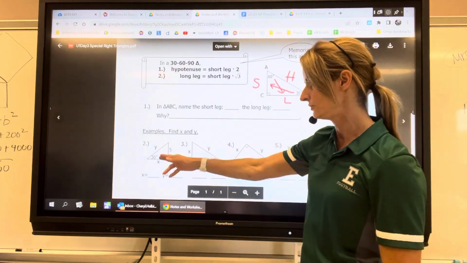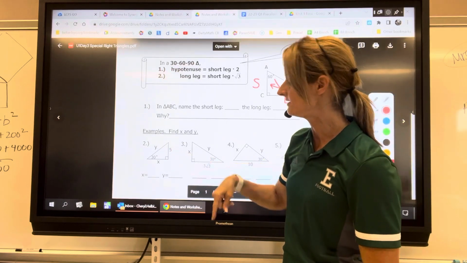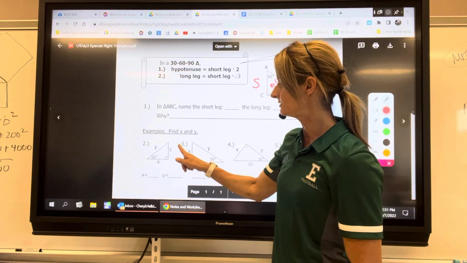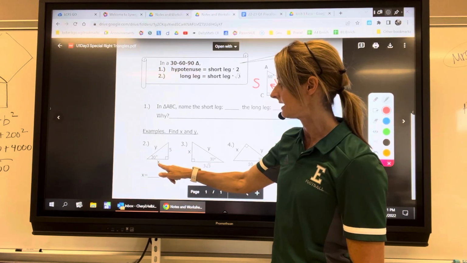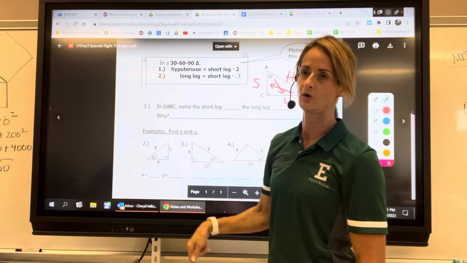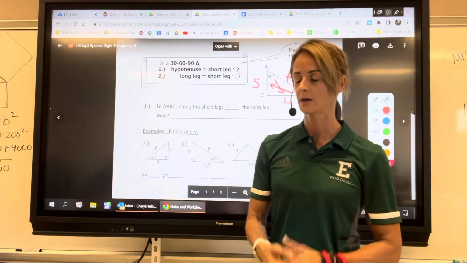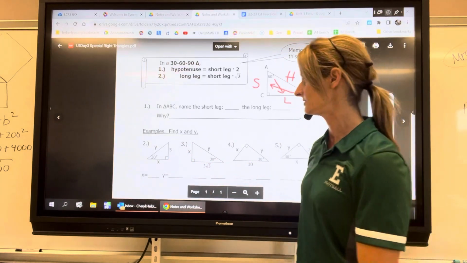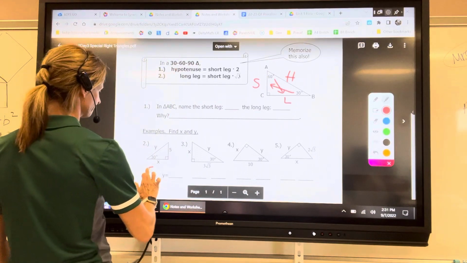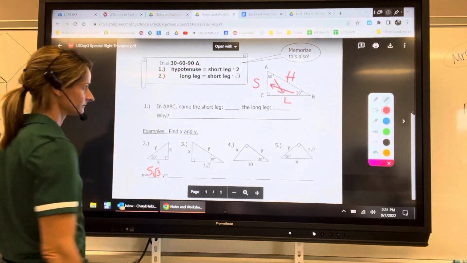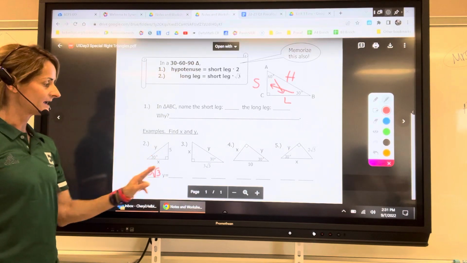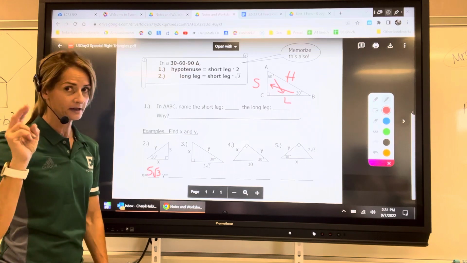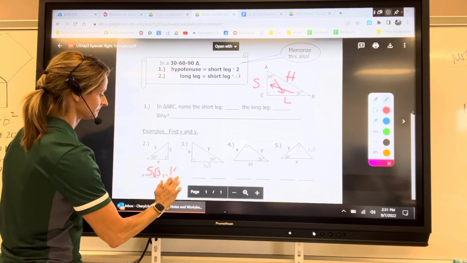In problem number 2, it's given to you. You can tell 5 is the short leg because it's across from the 30 degrees. So you can also tell that X is the long leg because it's across from the other angle, and Y is across from the right angle, so that's the hypotenuse. So 5 times the square root of 3 gives you the length of the long leg. So X is just 5 root 3. And the hypotenuse is the short leg times 2. And not root 2 like the last 45, 45, 90 triangle, an actual 2. So 5 times 2 is 10.